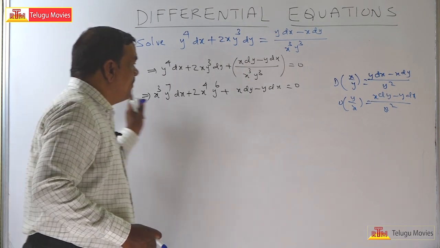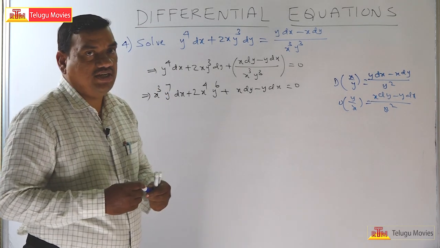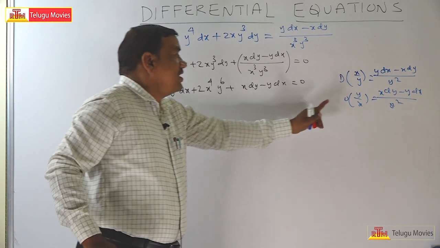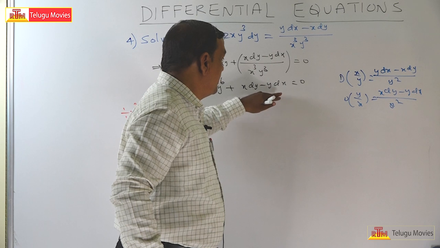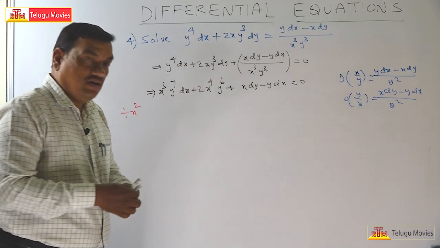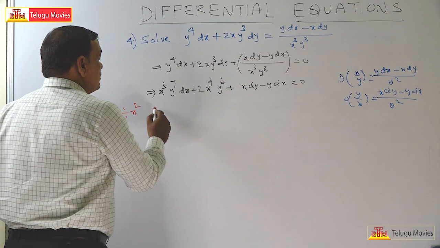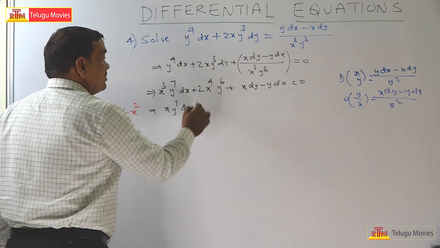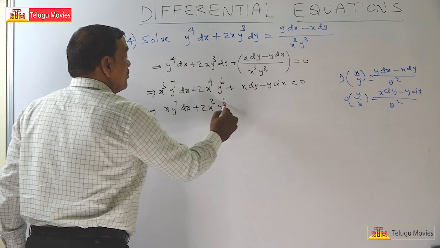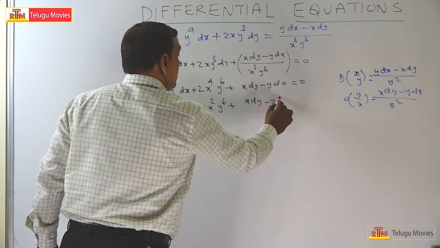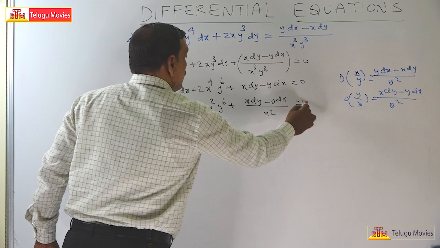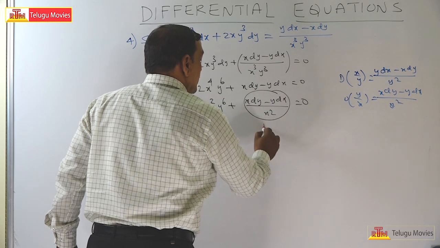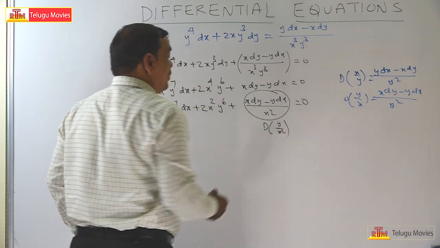So, what will you do now? Divide with x square on both sides. Here we want x square in the denominator, that is why we divide with x square on both sides. So, if you divide with x square on both sides, what will happen here? So, this is x y to the power of 7 dx plus 2x square y power 6 plus (x dy minus y dx) by x square is equal to 0. So, I divided with x square. Up to here, you can write down the derivative of y by x, okay, over.